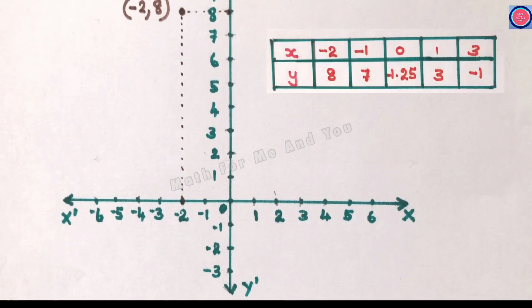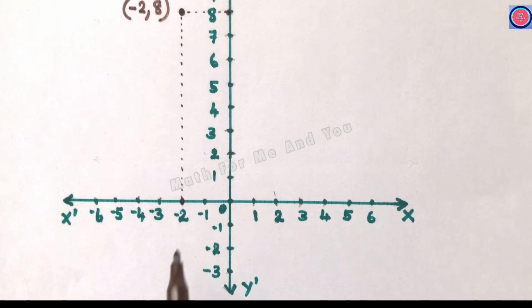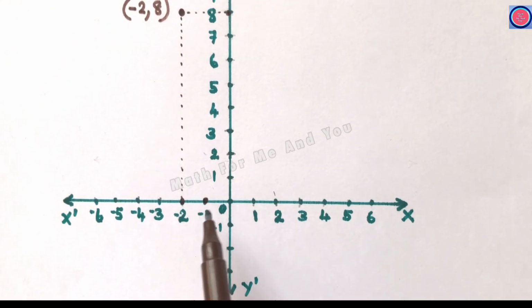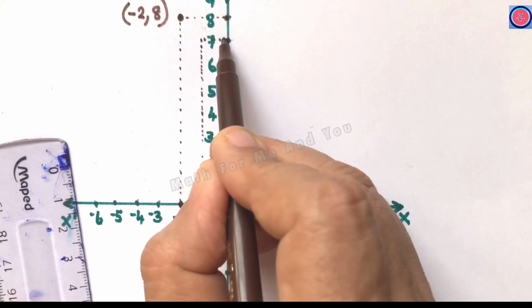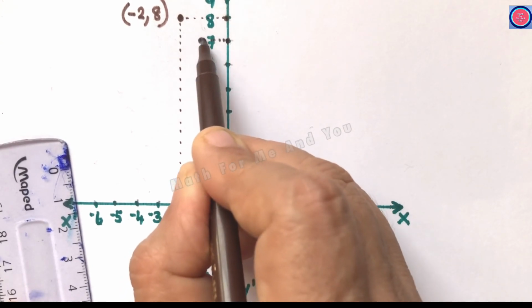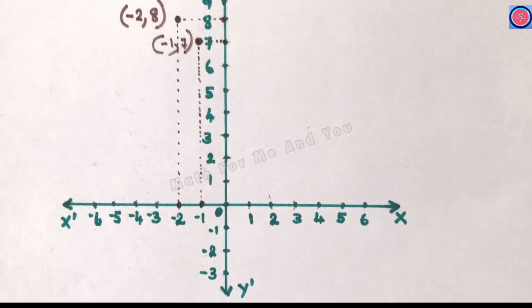Now look at the table. What is the next point? Next point is (-1, 7). That means on the x-axis we have to mark -1 and then 7 on the y-axis. Draw perpendiculars from -1 and from 7. Look at the meeting point. Mark the meeting point as (-1, 7). So we are getting the point (-1, 7) here.